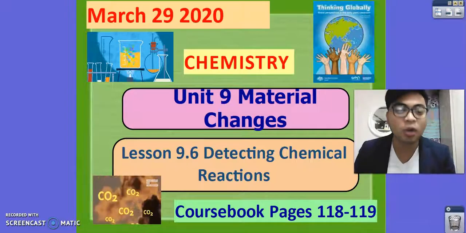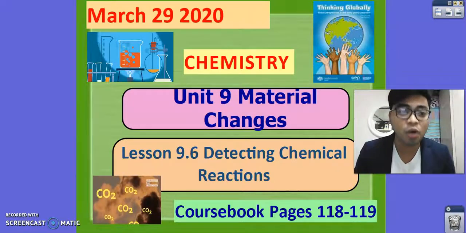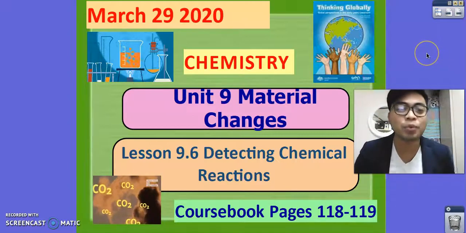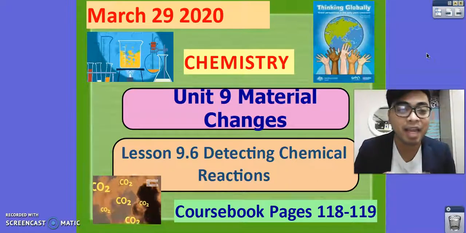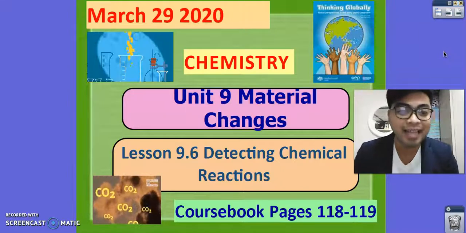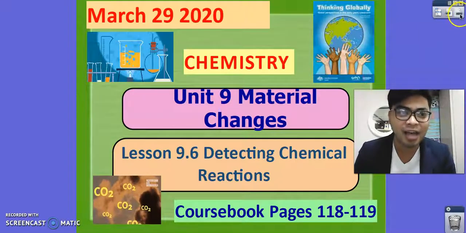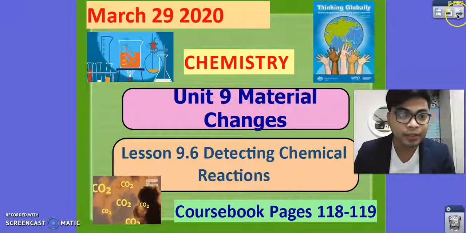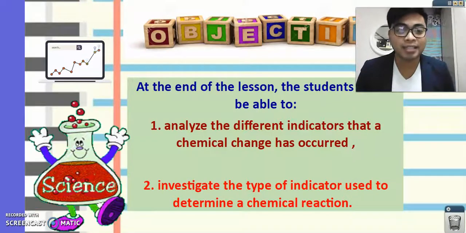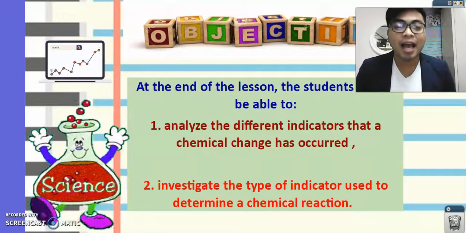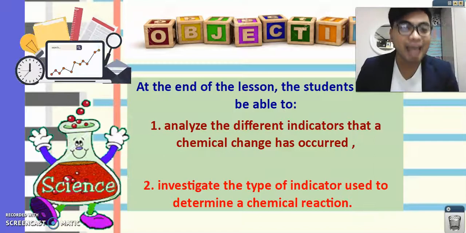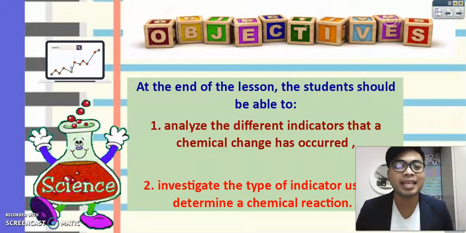Our topic for today is all about detecting chemical reactions. So when you see the word detecting, what comes into your mind? Very good. That means that we are analyzing or we are determining what makes the chemical reaction. So it's found in course book pages 118 and 119 for your references. So we're going to learn today the following. Analyze the different indicators that a chemical change has occurred and investigate the type of indicator used to determine a chemical reaction.